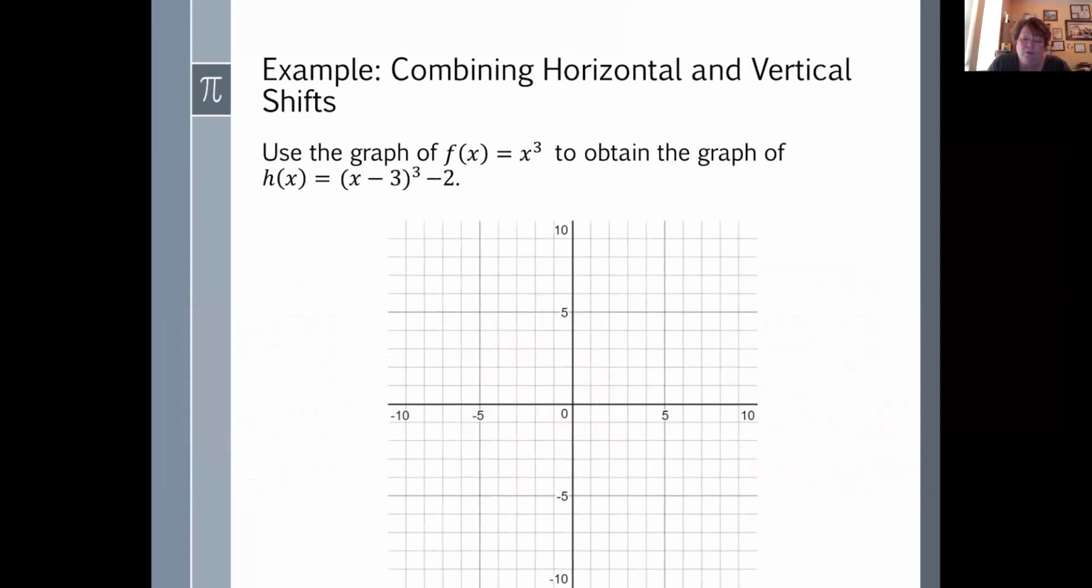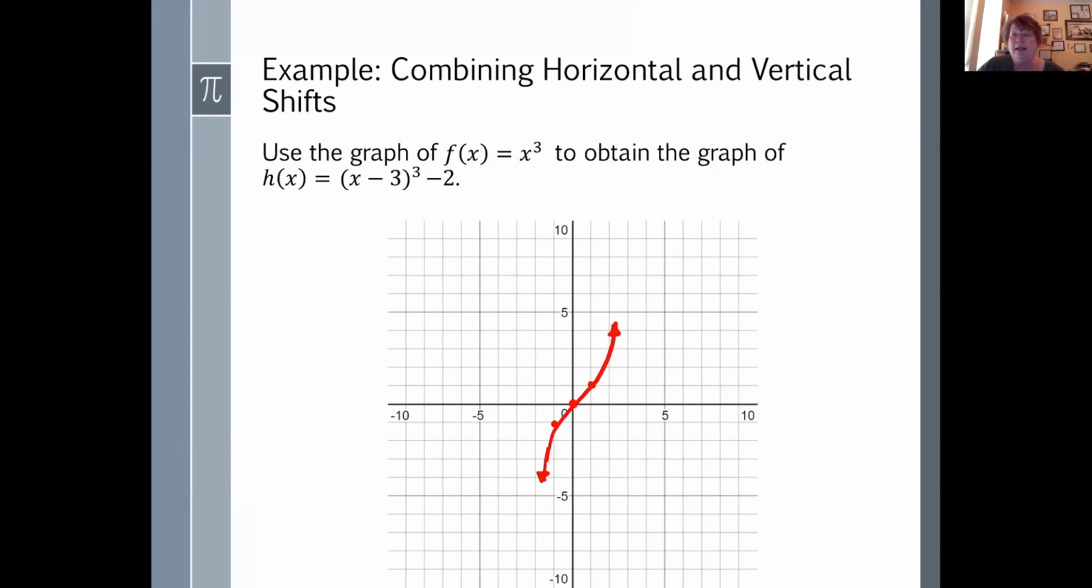Okay, so how about this one? How do we graph this? Well, we have the standard cubic function, f of x equals x to the third, which looks like this, goes through the origin, goes through 1, 1, goes through negative 1, 1. It looks something like this. Now, I should know what the graph of that looks like. That's the standard cubic function, and I do need to know what it looks like.